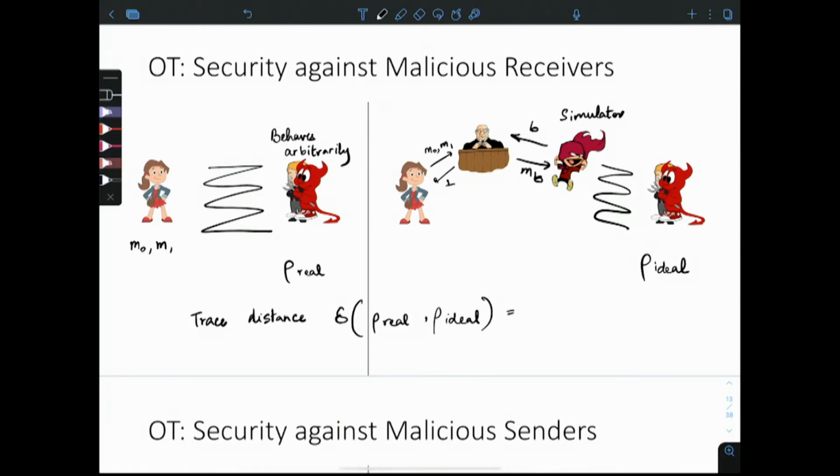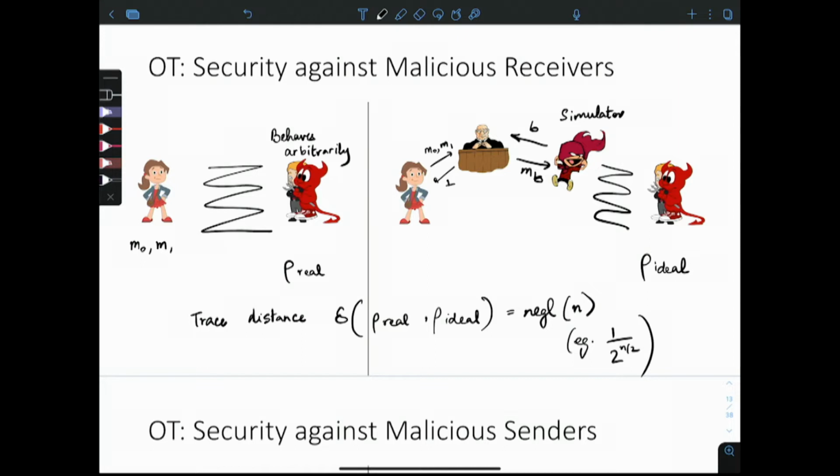So how small? We'll typically say that this should be a negligible function in n. A negligible function is one which is smaller than the inverse of every possible polynomial. An example is 1 over 2 to the n by 2. This is going to be an asymptotic definition, so we'll require that for large enough n, this trace distance is negligible.